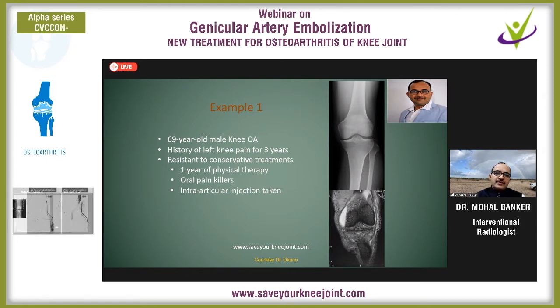In the first example, there is a patient over here. We can see there is a mild to moderate osteoarthritis. The joint space is still preserved, but the patient has had continuous pain for 3 years, and he has taken lots of non-operative treatment. But still, the patient is complaining of pain.